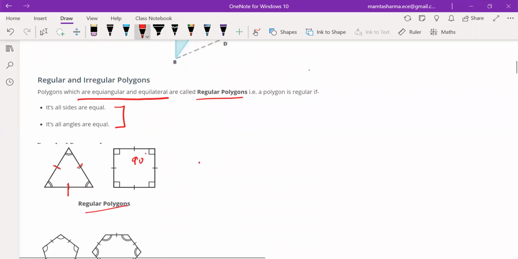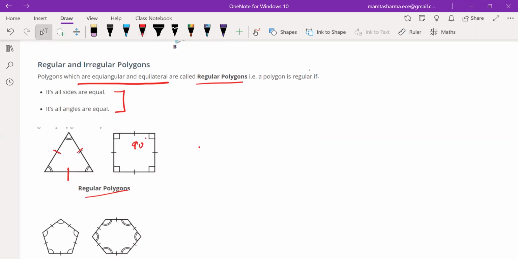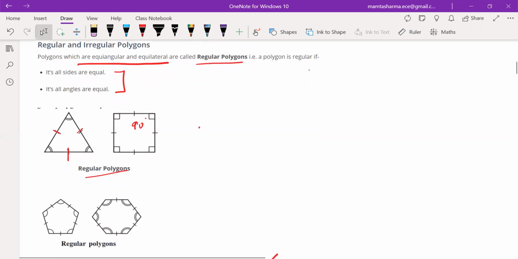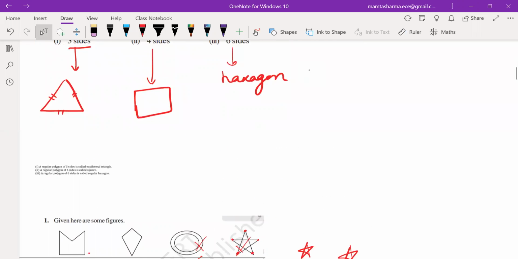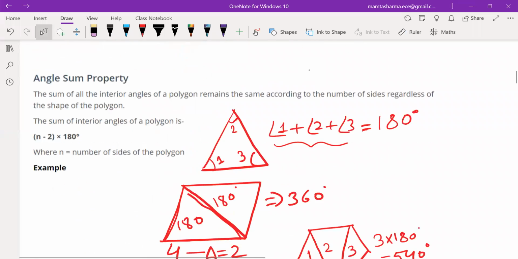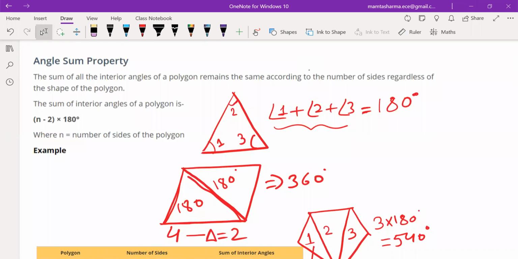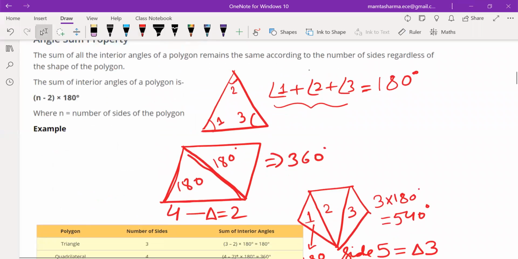After that, we talked about regular and irregular. If all sides and all angles are equal, then we say this is a regular polygon. Otherwise, it will be irregular. After that, we did a few questions. And after that, I talked about the angle sum property.